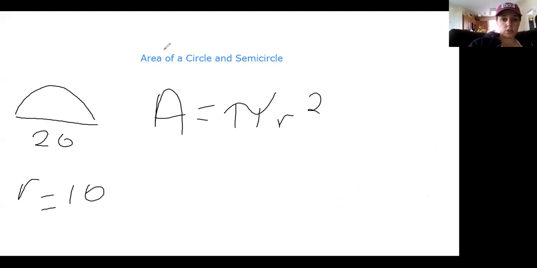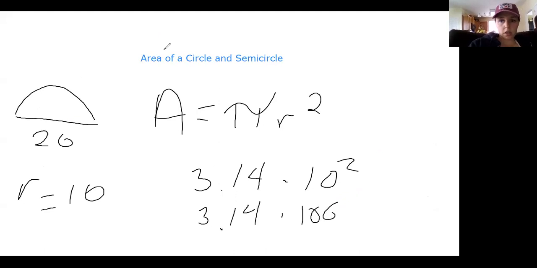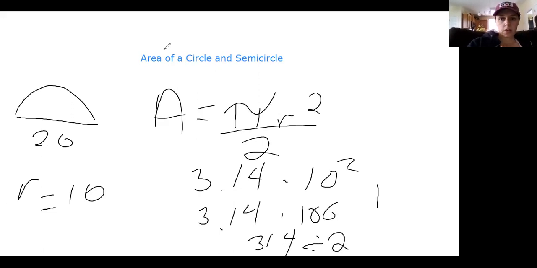So we're going to still do 3.14 times 10 squared. 10 squared is 100, and 3.14 times 100 would be 314. But you're only dealing with a semicircle, so you've probably guessed it. You need to cut that in half. So divide 314 by 2, and that would come out to be 157, let's just say, inches squared.